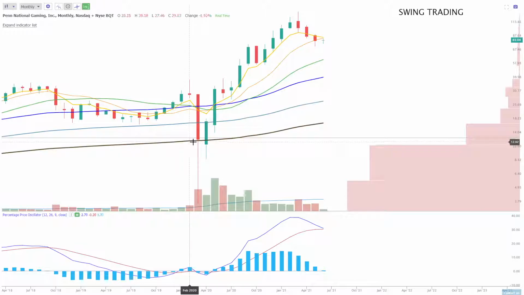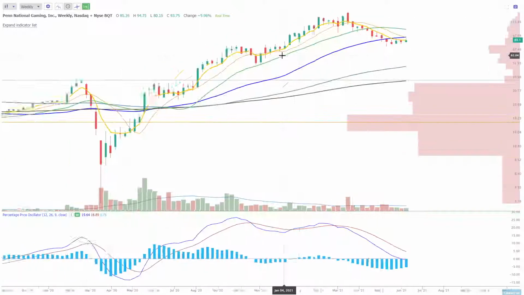This particular example came out, I believe, around the time Portnoy signed his huge contract with Penn. Penn bought Barstool Sports. And from that point on, it's just been a home run impulse move. We're certainly in a correction now. But whenever you're looking for a good swing trade, you need to have a monthly and a weekly chart that matches the direction of the bet that you're placing.